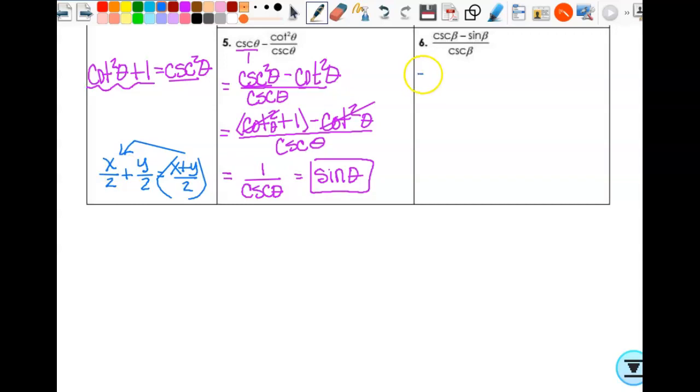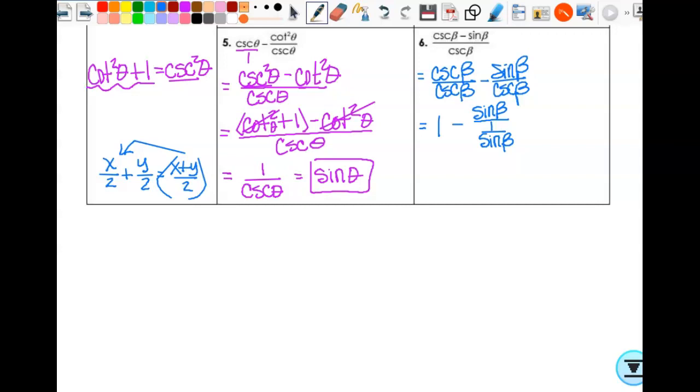So that means here, this will give me cosecant beta over cosecant beta minus sine beta over cosecant beta. Everybody with me so far? Just split them apart. All right, so then what's cosecant over cosecant? 1. So this is going to be 1 minus. Now, sine and cosecant are reciprocals, but this isn't going to cancel out because they're not being multiplied. But I do know that this would be sine beta over, and then cosecant is 1 over sine beta. Right?